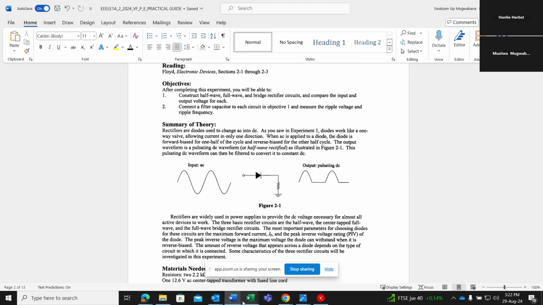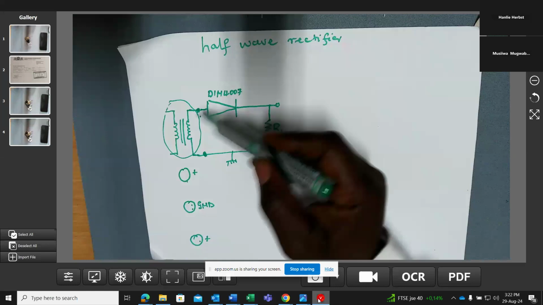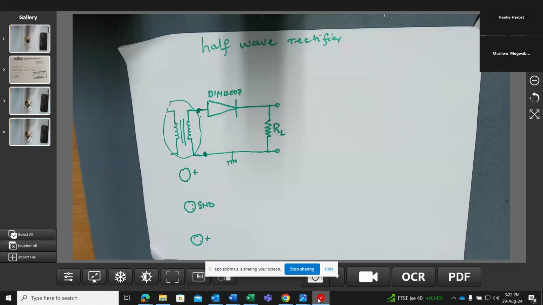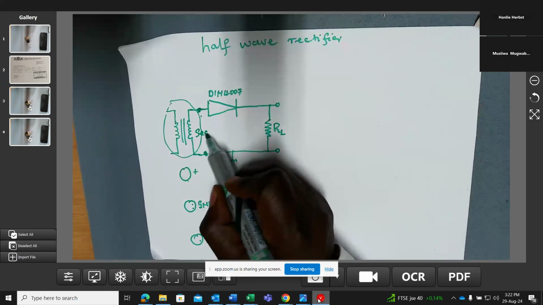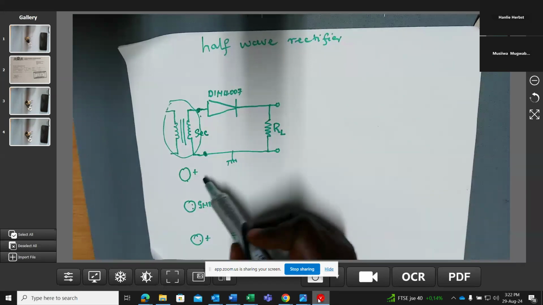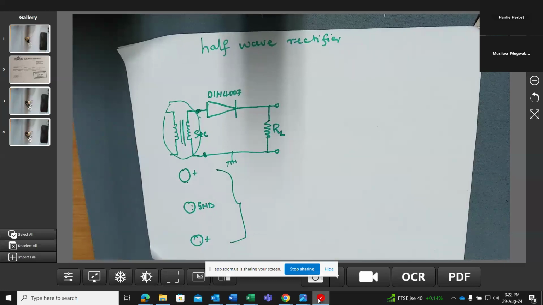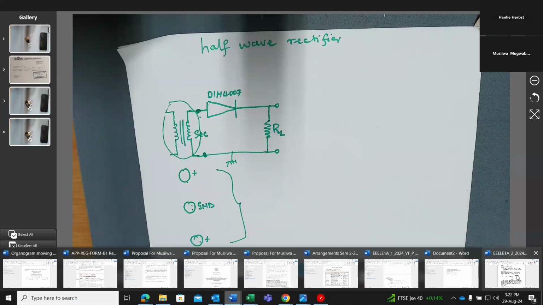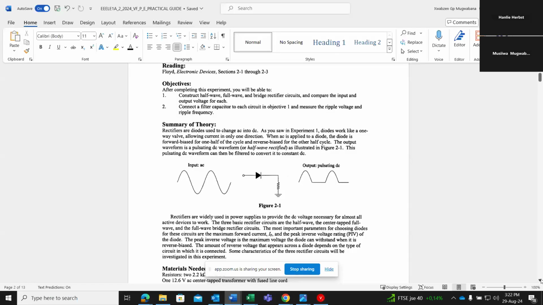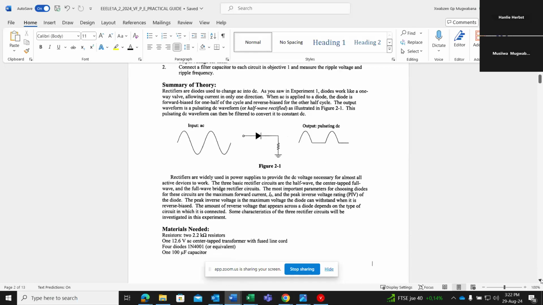Now, if you look closely, this AC input signal is the signal which is on the secondary side of your transformer. This is your secondary side of the transformer. Then, if I go back, when you read all this information, it tells you exactly what a rectifier circuit is, in terms of full bridge rectifier, half wave rectifier, and center tap rectifier.